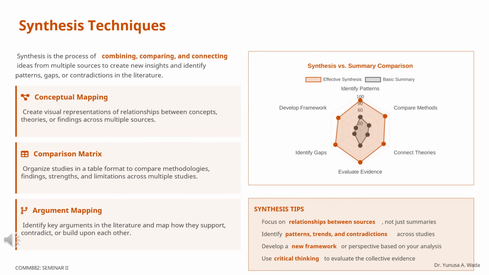you should focus on relationships between sources, not just summaries, and try to identify the patterns, the trends, and contradictions across studies. Then you should also develop a new framework or perspective based on your analysis, and use critical thinking to actually evaluate the collective evidence. Remember, your goal here, as I said earlier, is to weave together different perspectives in order to create a comprehensive understanding of your topic.